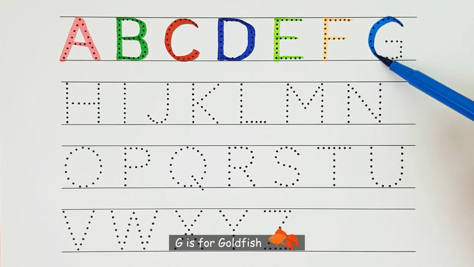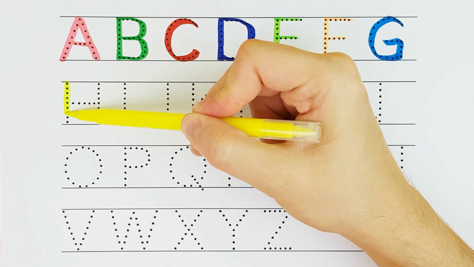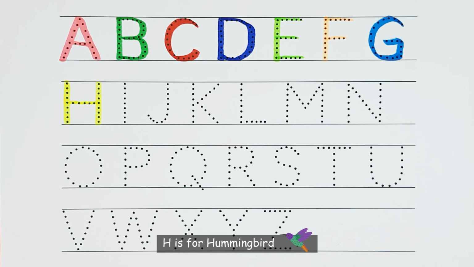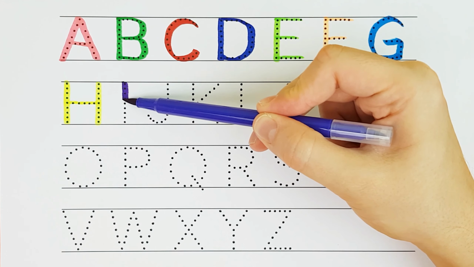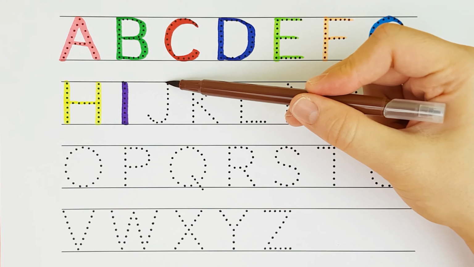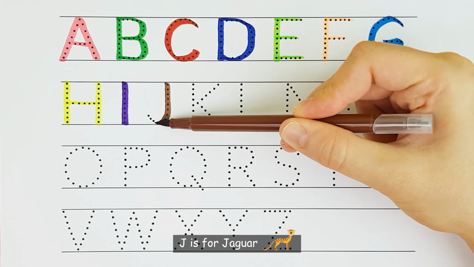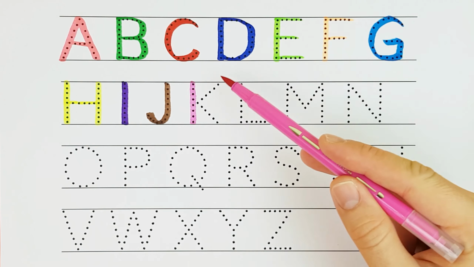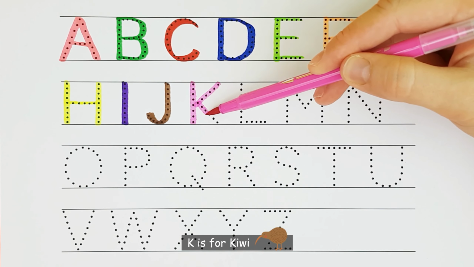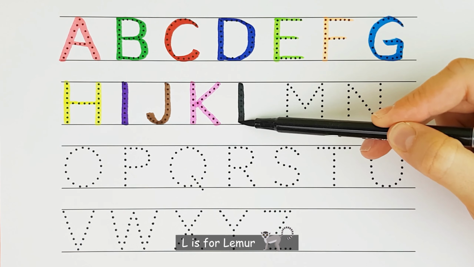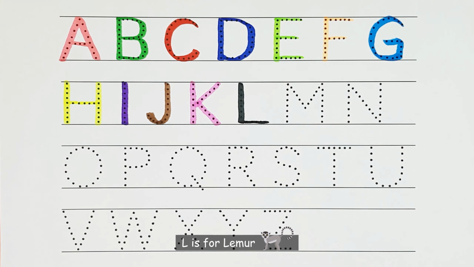G. G is for goldfish. H. H is for hummingbird. I. I is for iguana. J. J is for jaguar. K. K is for kiwi. L. L is for lima.